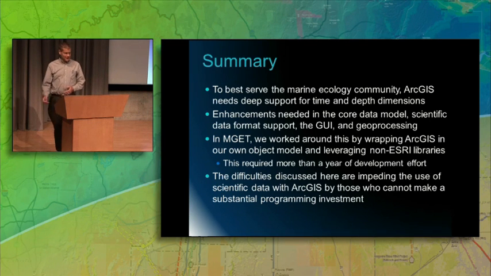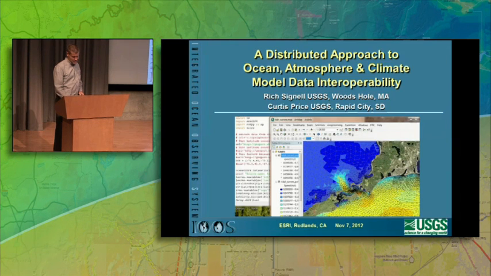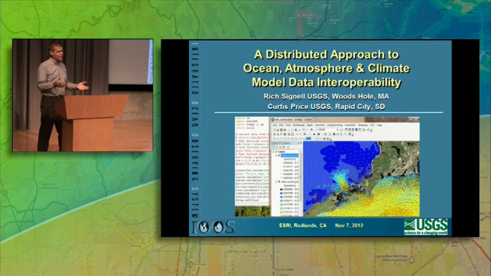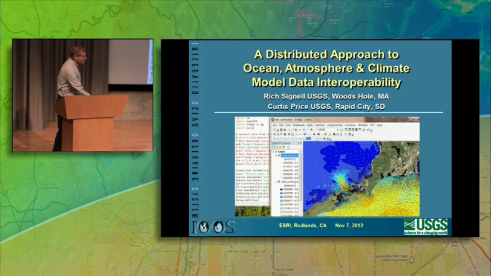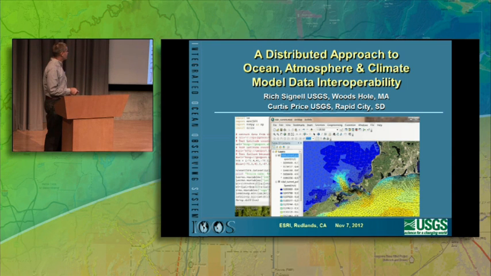Okay, so I'm going to drill a bit into one of these issues. I've got a long title here, but it's a simple message. How do we get data from these kinds of models that we were just hearing about, that have these unusual structures, into ArcGIS? That's the point of this. And this is an example of one of these kinds of grids.